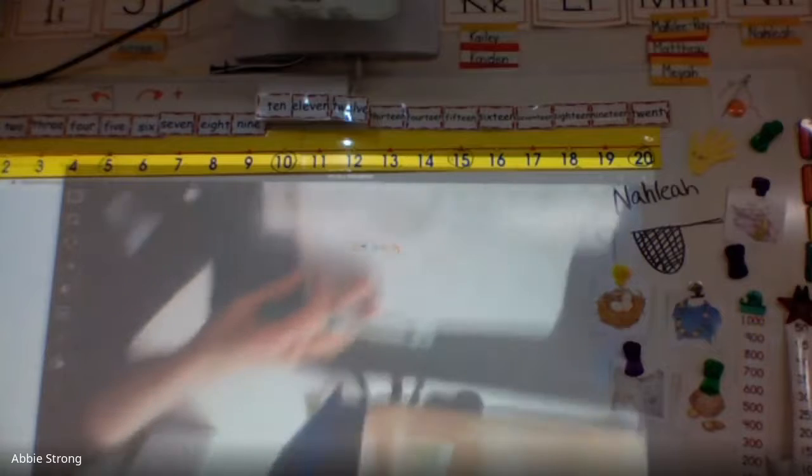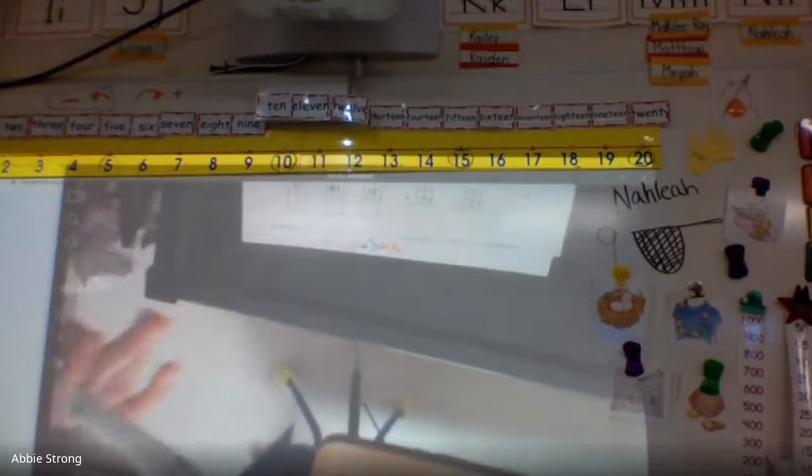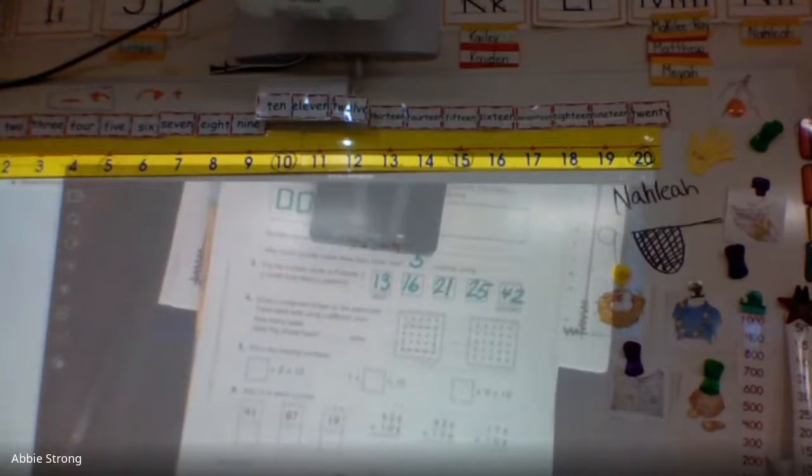Look at number 4. We did this yesterday with our congruent shapes. Okay? Congruent means same size and same shape. We can't have a big circle and a little circle. And we can't compare a triangle with a square. They have to be the same.